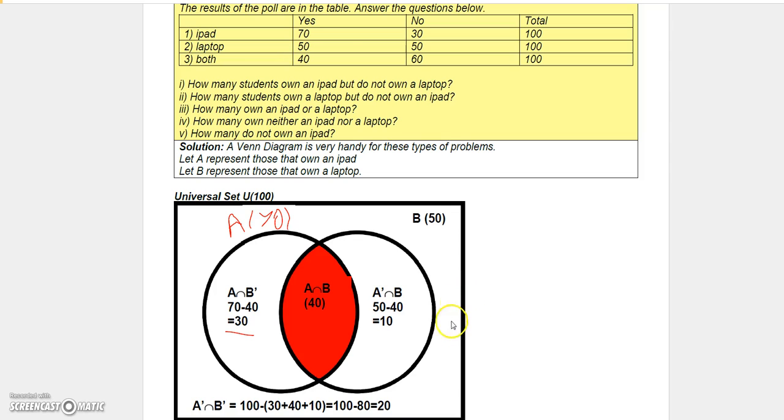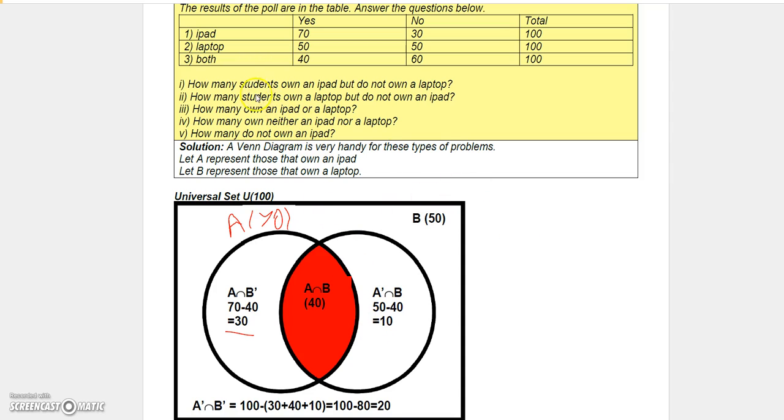Now, you can also figure out how many are not in any of these circles, because if you add these 3 sets together, because they don't intersect, these are 3 non-intersecting sets. So here we've got 30 plus 40 plus 10, that's 80 that own either an iPad or laptop. And if you subtract the 80 from the total, which is 100, you get 20 out here. So now I can answer these questions.